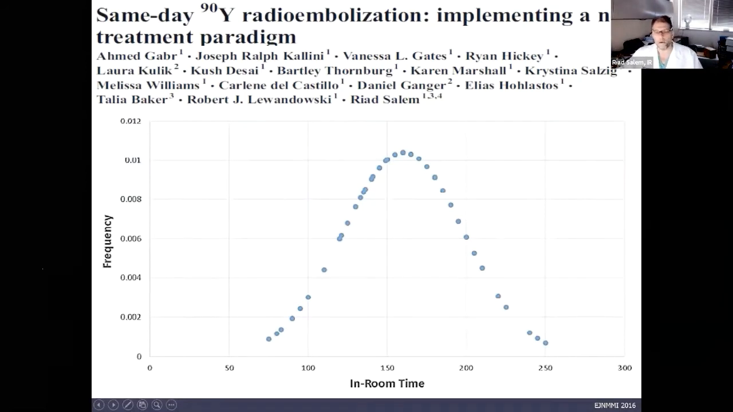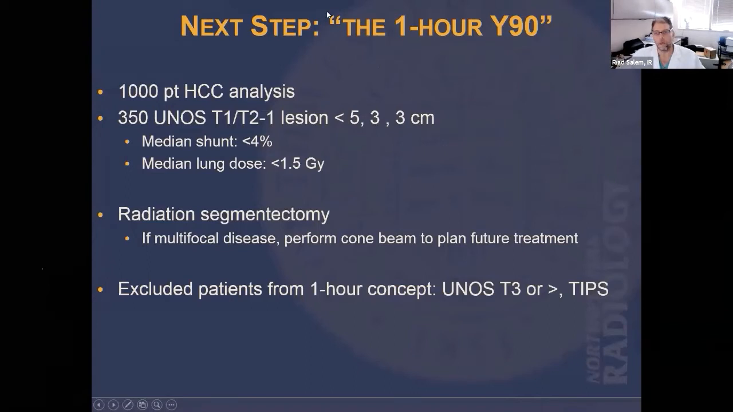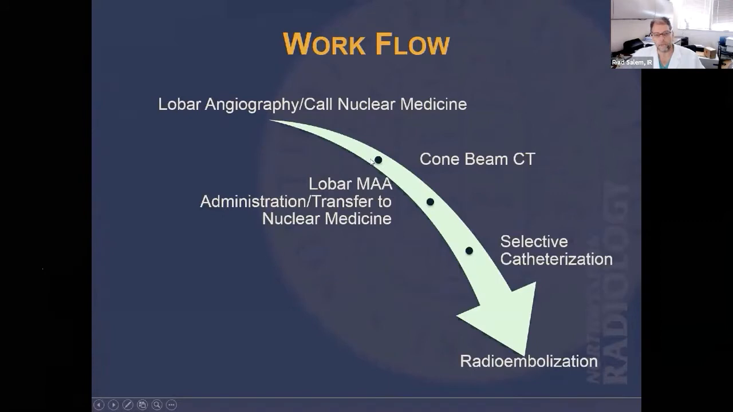Something else you'll hear today from Shui and others has to do with same-day radioembolization. Can we minimize the number of trips for the patients and do all this in 1 day? And this is an early proof of concept study that we published with a median room time of just over 2 hours. So you can really do this. But one of the things that we are working on is the concept of the 1 hour Y90. What does that mean? The 1 hour Y90 has to do with what we do now in the same day paradigm. As you know, patients come in, we perform an angiogram, we inject the MAA, they go to nuclear medicine, and they come back and get the Y90. This is the same day concept.